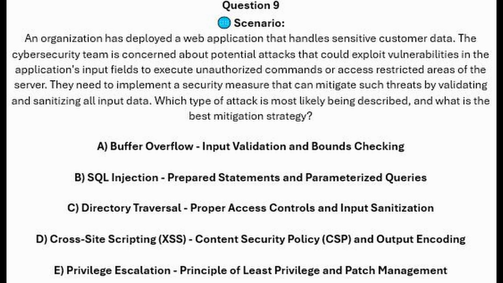Is it A, buffer overflow, input validation and bounds checking? Is it B, SQL injection, prepared statements and parameterized queries? Is it C, directory traversal, proper access controls and input sanitization? D, cross-site scripting or XSS, content security policy, CSP and output encoding? Or is it E, privilege escalation, principle of least privilege and patch management?